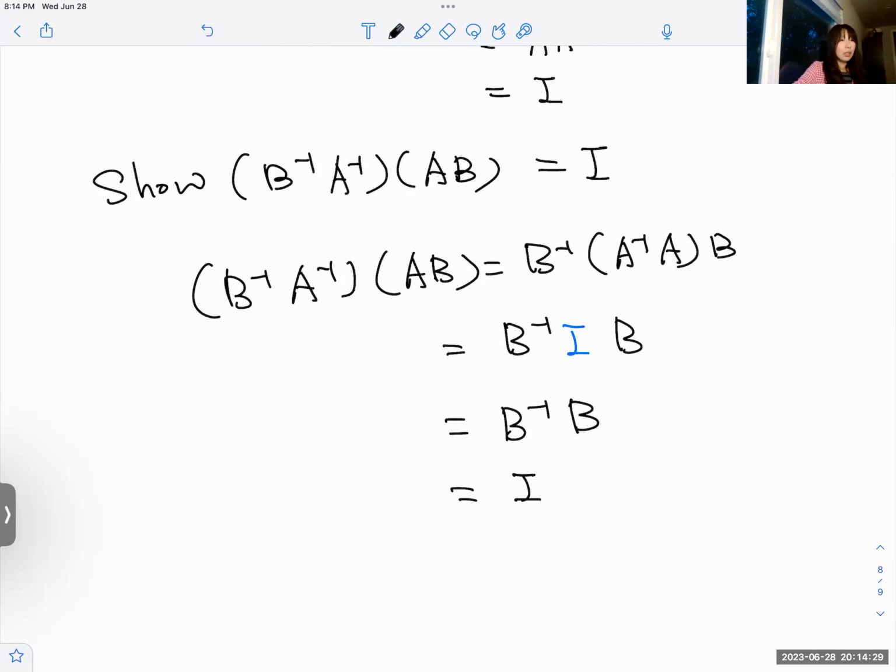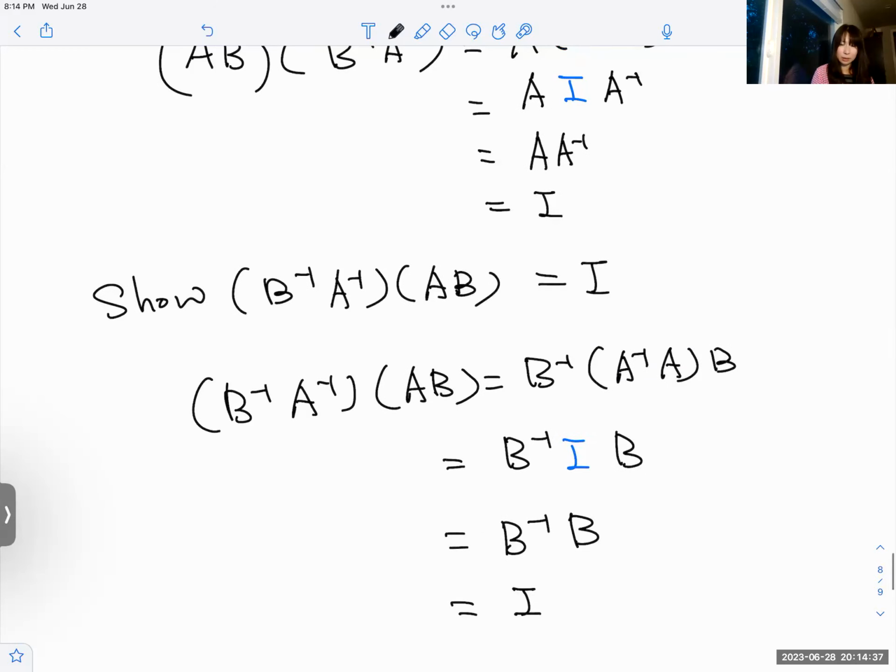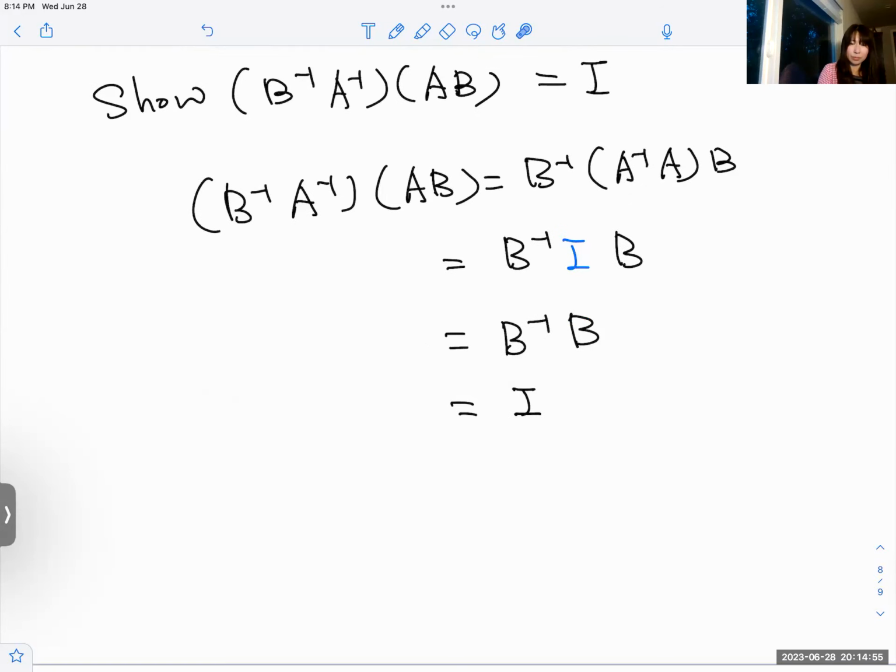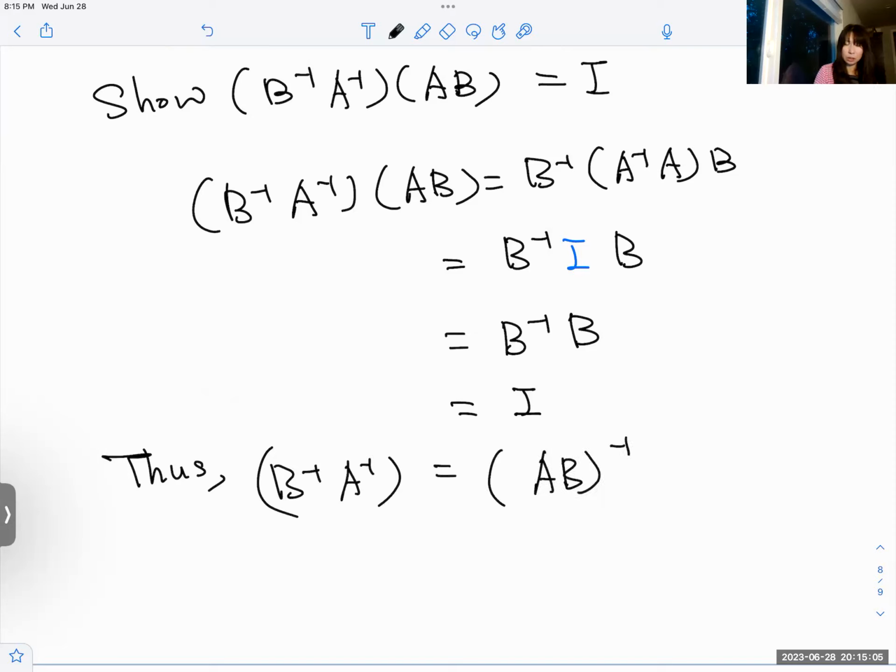Now look, we can say that AB, we can express like AB inverse. So B inverse A inverse equals the inverse of AB.